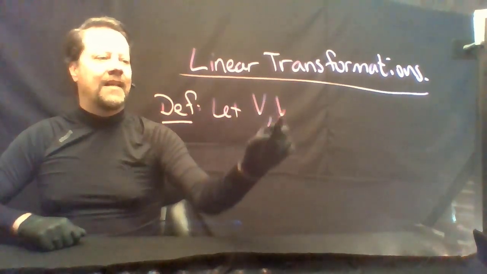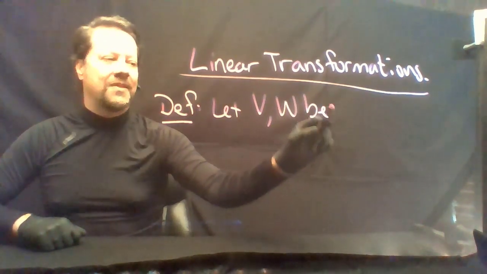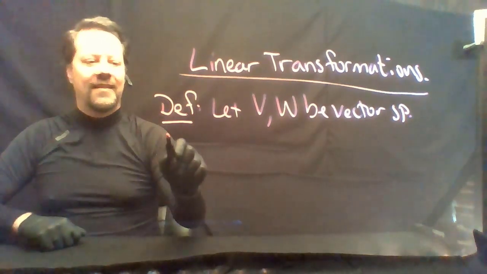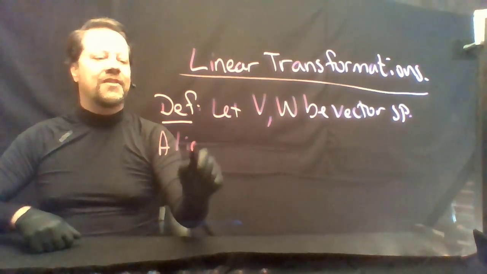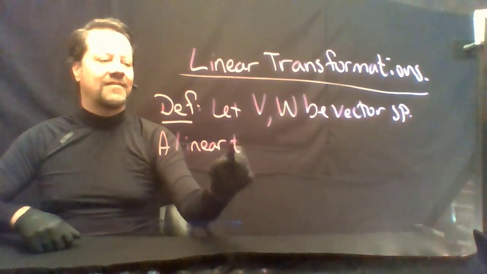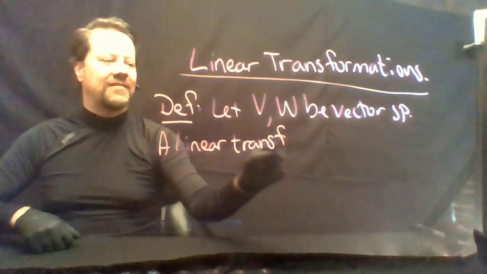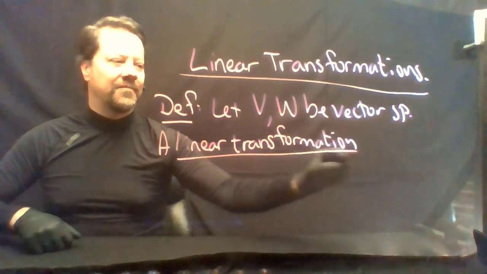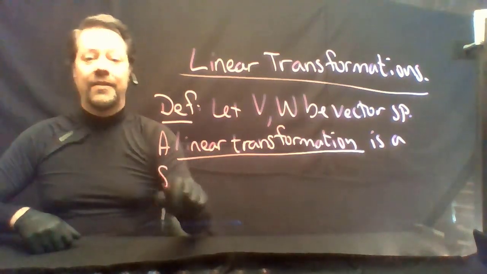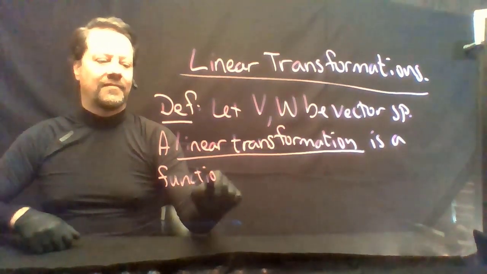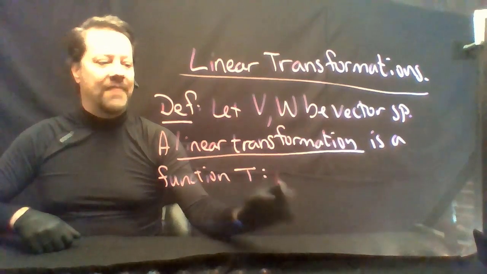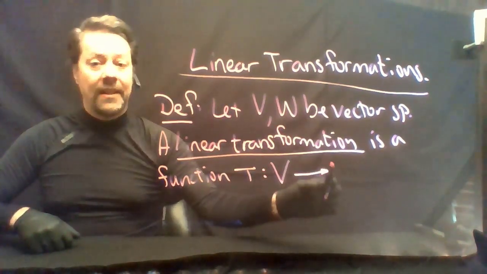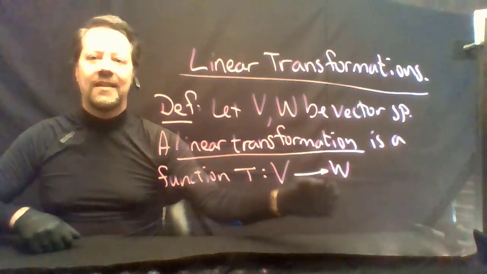Let V and W be vector spaces. A linear transformation is a function. We'll denote it by T. Its domain will be the vector space V, and the codomain will be the vector space W.